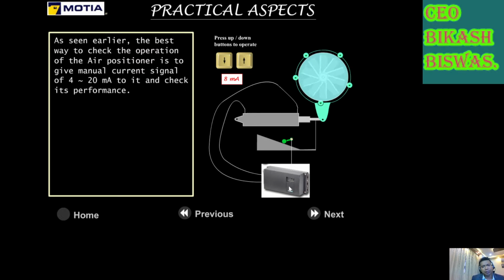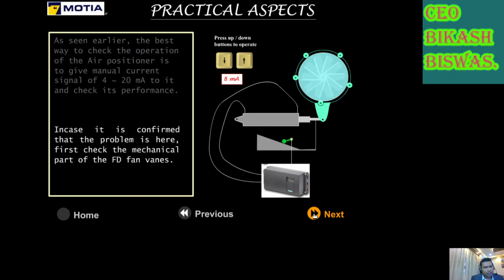This is the CPAT IP positioner. So the CPAT IP positioner is not functioning correctly. So what is the problem? Now we will differentiate the problem. It is very easy.